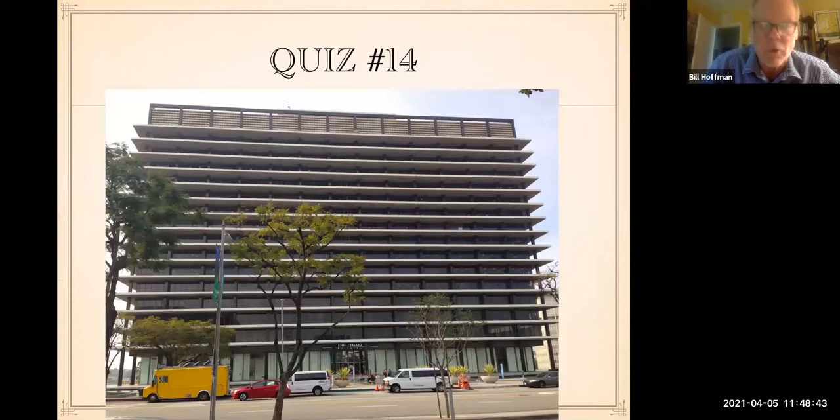And how about number 14? Number 14 is kind of an elegant building. Look at the horizontal emphasis. There's no historical references here. This would definitely be modernism. This is the Water and Power Building. This is a good example of early 1960s modernist architecture in Los Angeles.